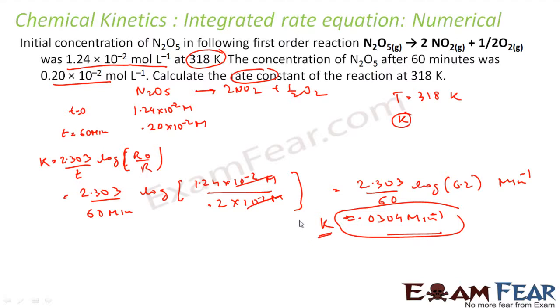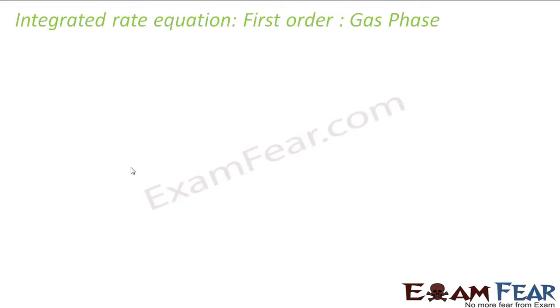For first order reaction, this is the formula. Please remember, it's a very critical formula. K is nothing but 2.303 by T log of R naught by R, where R naught is the initial concentration, R is the final concentration. Now we'll see the same rate reaction for the first order, but in this case we have the gas phase. Since it will be gas phase, we'll use pressure. And one equation, let me derive for you.